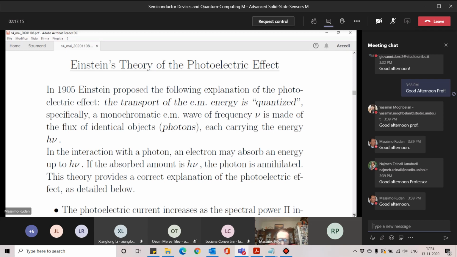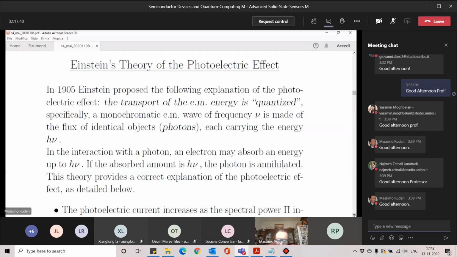The hypothesis by Einstein was that the energy of each mode of the electromagnetic field is the sum of an integer number of energies. Each one is the quantum of energy called h-nu.